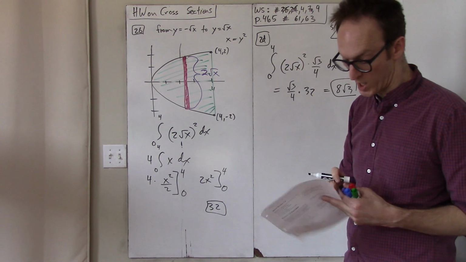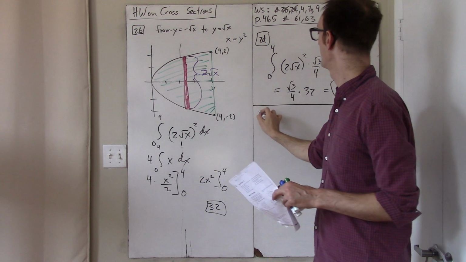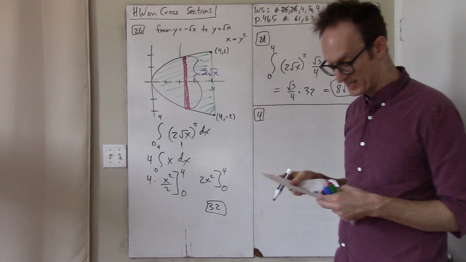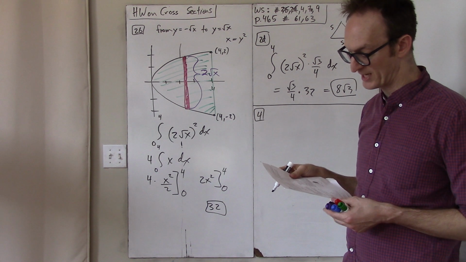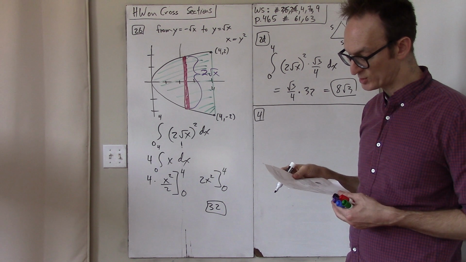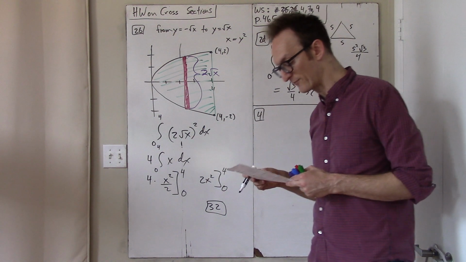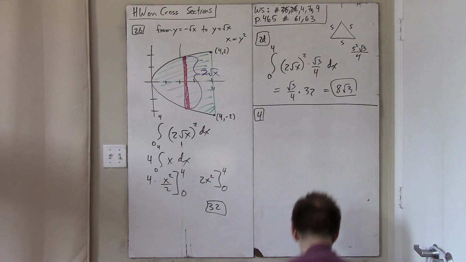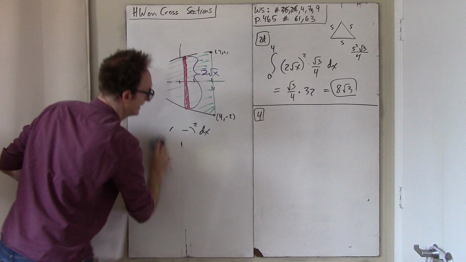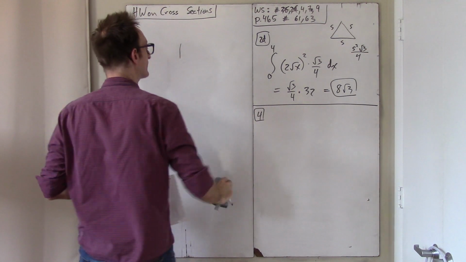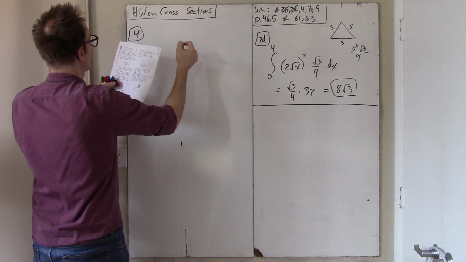Number 4. Let's see, can I just fit this right here? Maybe. 4 says, the solid lies between planes perpendicular to the x-axis at x equals -1 and x equals 1. Cross sections perpendicular to the x-axis are circular discs whose diameters run from the parabola y equals... Let me just make some space. Seems better. Okay, so here we go. Number 4. What's going on?